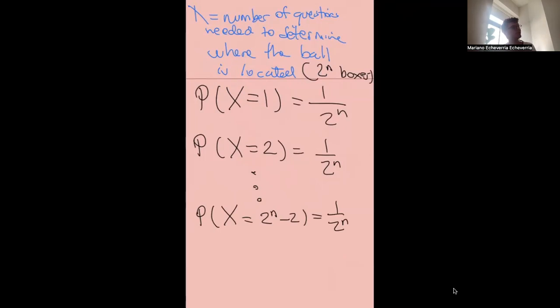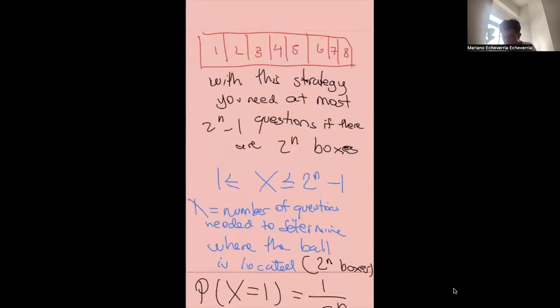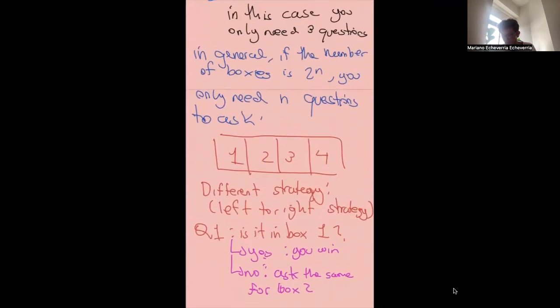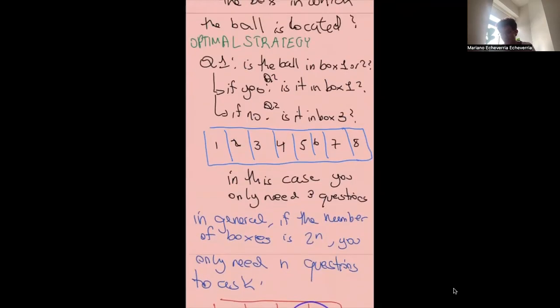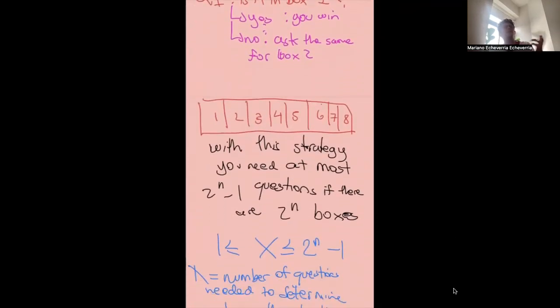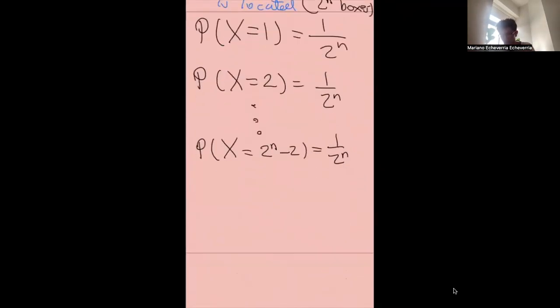But once you get to the last question, remember that the last question is going to give you an answer for the remaining 2 boxes. The third question would give you the answer for the third and fourth boxes. So the last question gives you twice the information, twice the probability, because it represents 2 boxes. So the probability for X to be 2 to the n minus 1 is 2/2 to the n.